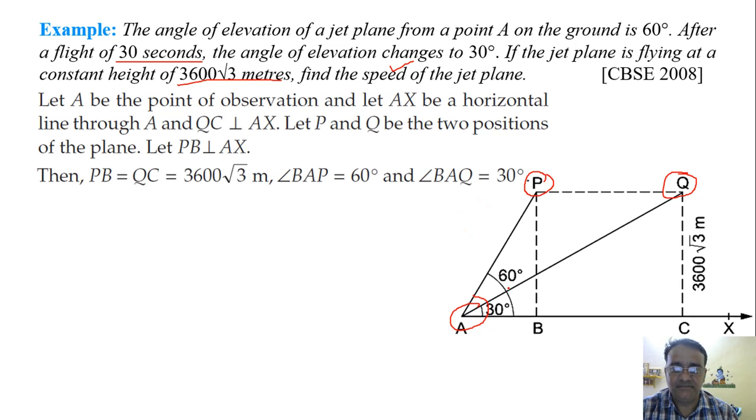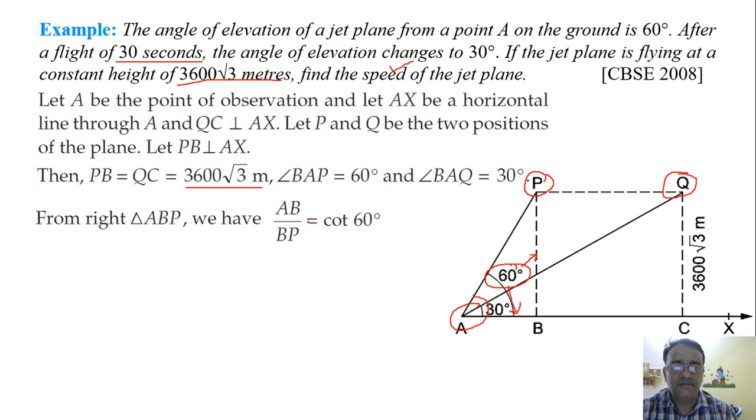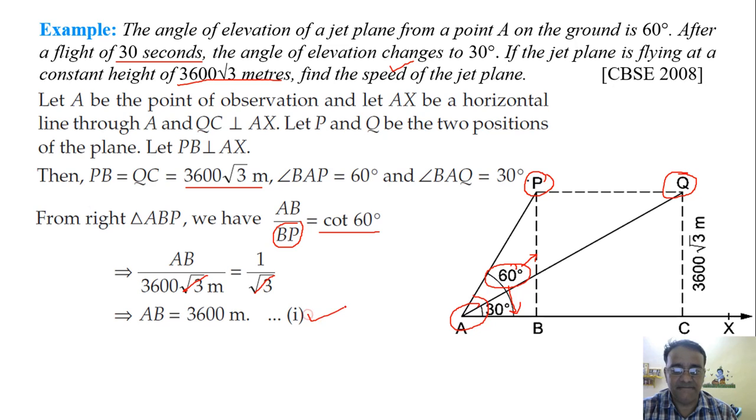First of all, the constant height PB is equal to QC is equal to 3600 root 3. Now we'll take this triangle. Cot 60 degree is equal to adjacent upon opposite, that is AB upon BP. What is cot 60? 1 by root 3. So we will write AB, and BP is given as 3600 root 3, right? So this root 3 will cancel and we'll get AB is equal to 3600 meter. Okay, so we got AB. Now we are taking the full triangle, that means the second triangle ACQ.